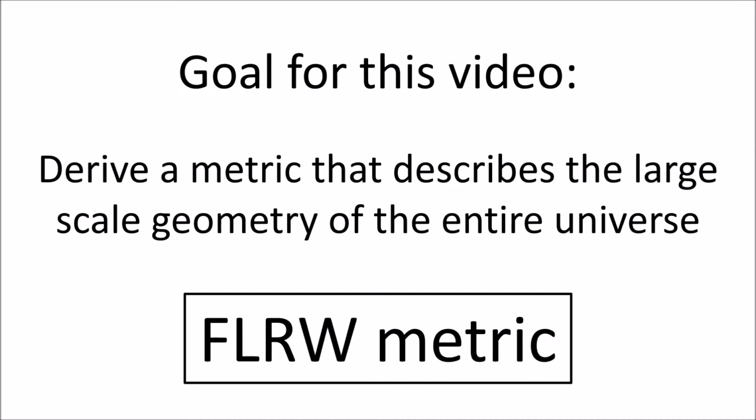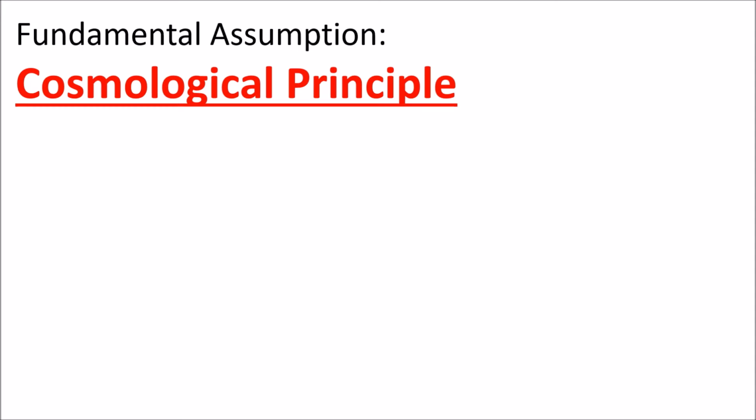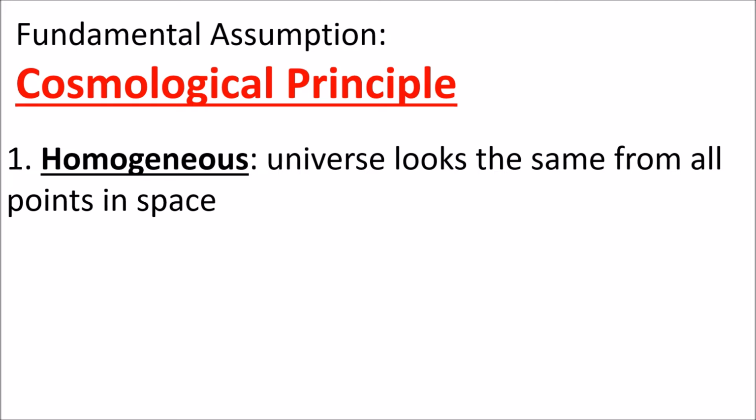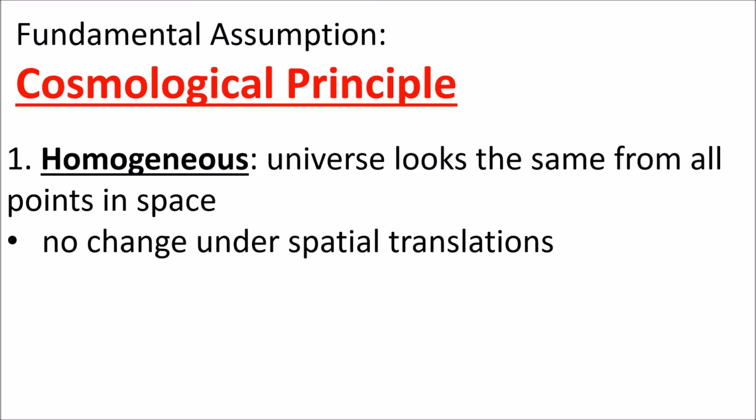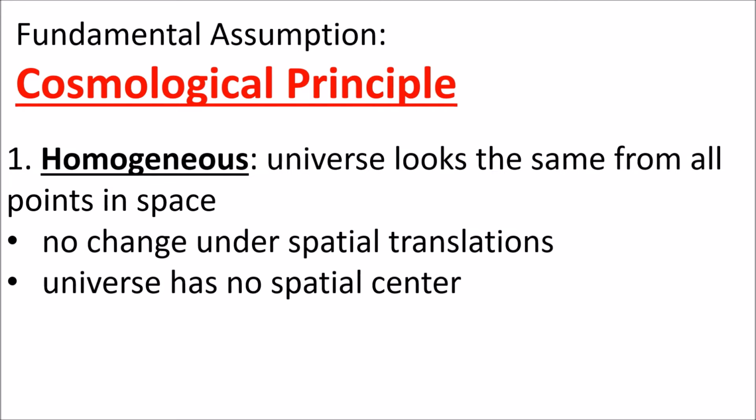This metric can be derived from one fundamental assumption about the nature of the universe. This fundamental assumption is called the Cosmological Principle, which has 2 parts. The first assumption of the Cosmological Principle is that the universe is spatially homogeneous. This means that the universe looks the same from all points in space. You can think of this as meaning that the universe doesn't appear to change when we translate our location from one spatial point to another. This also means that the universe has no spatial center, since all spatial points are equivalent.